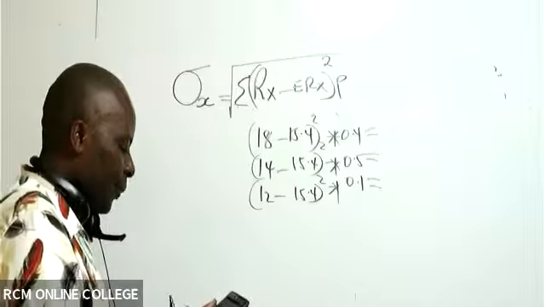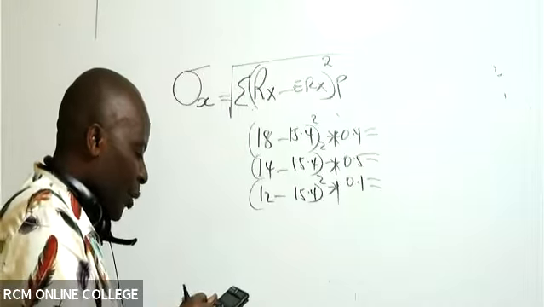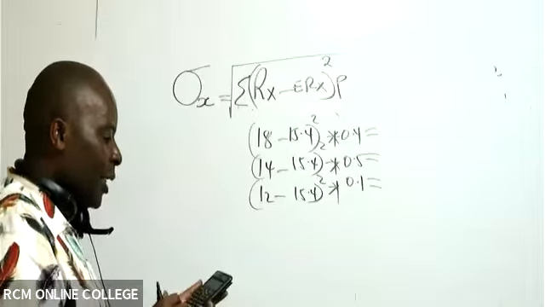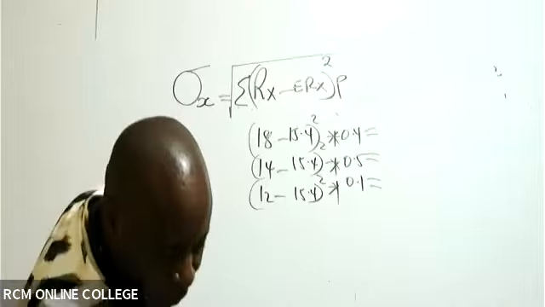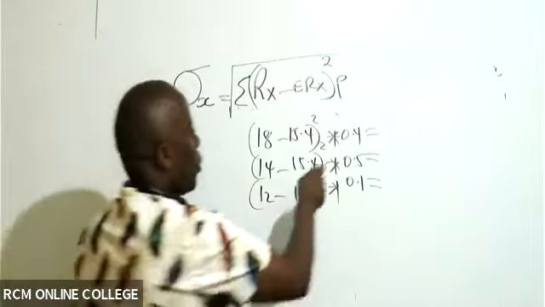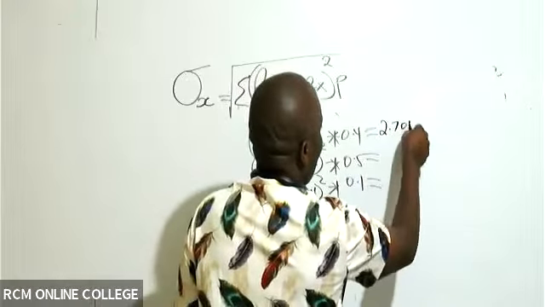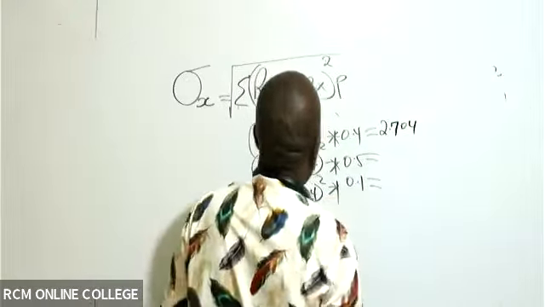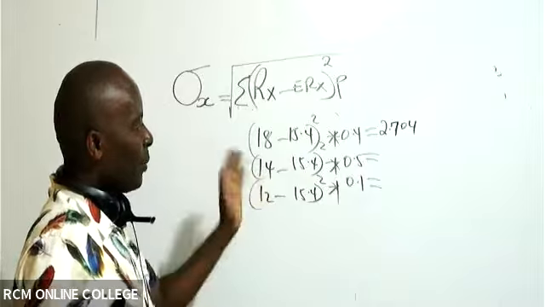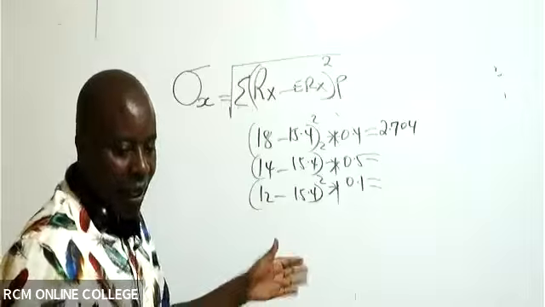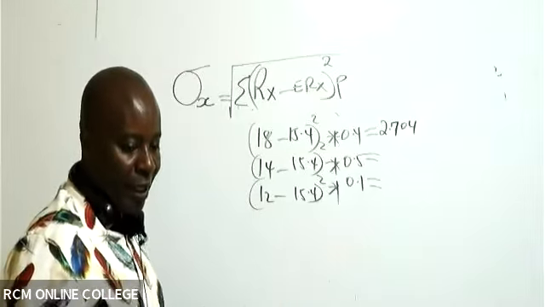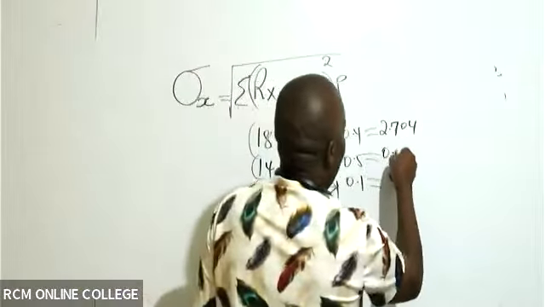Minus, plus, squared, times 0.4. So what are we getting, ladies and gentlemen, for the first one? 2.704. The first one is open brackets, 18 minus 15.4, squared, times 0.4. That gives an answer. Then we go to the second one, 0.98.